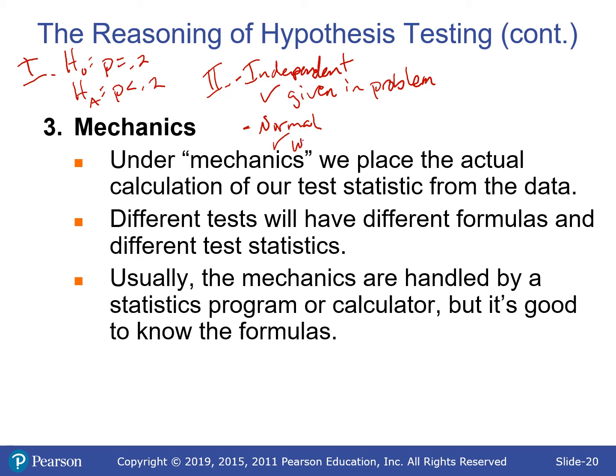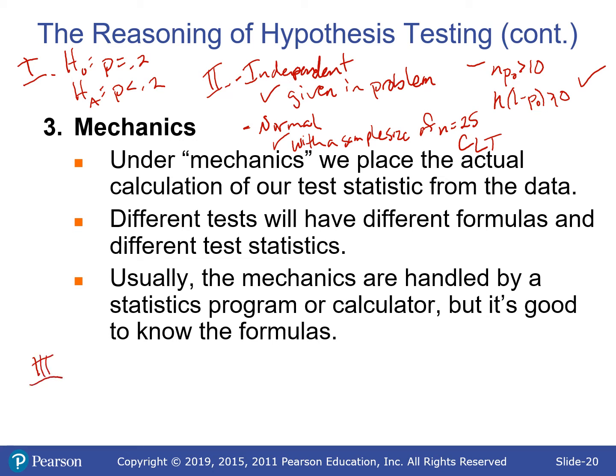Check with a sample size of n equals 25. The CLT says it's normal. I'm going to say n times p naught is greater than 10, which it wasn't, but we're going to pretend. N times 1 minus p naught is greater than 10, and so that checks out. So we can use the normal curve to do our test. 3, the mechanics.